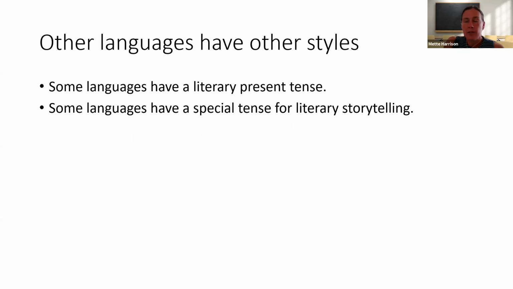Other languages have other styles. I don't know why I bring this up, except if you happen to speak a different language, then you may be confused by this. Some languages have a literary present tense. Some languages have a special tense for literary storytelling. So English in general uses the simple past for storytelling. But as I said, in casual English conversation, you can use the present tense even for things that happened in the past.